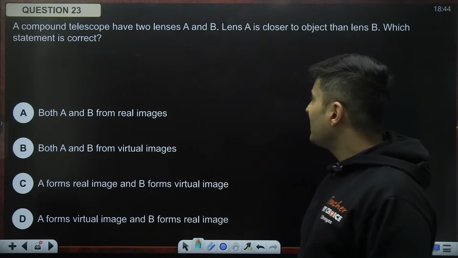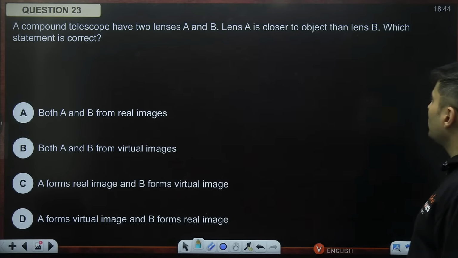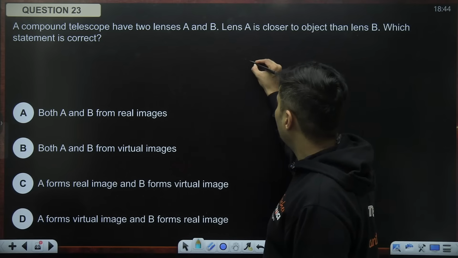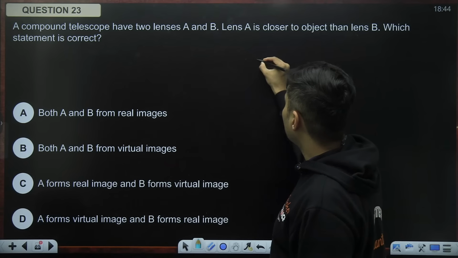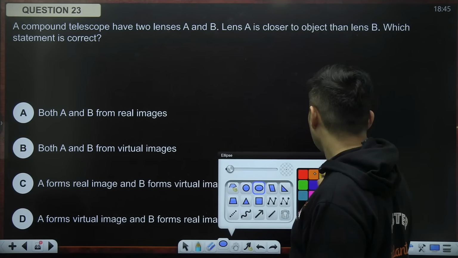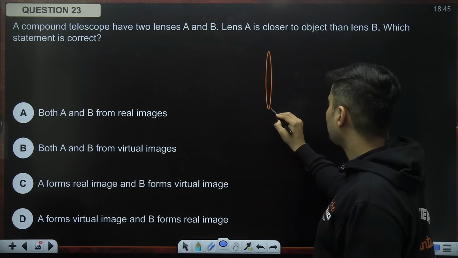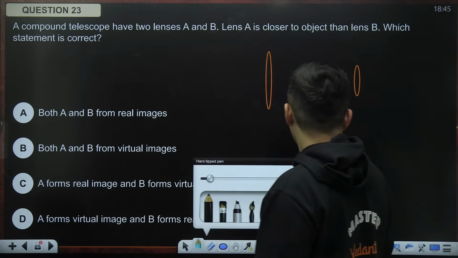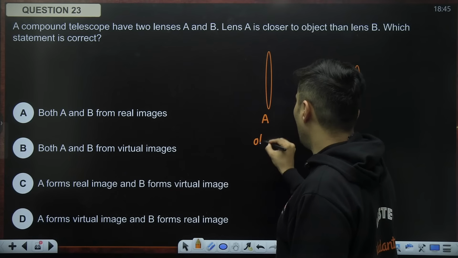In a telescope, lenses A and B are there. A is closer to the object than lens B. Which of the statements is correct? Okay, so lens A is closer to the object. This is lens A, for example. This is lens A. This is lens B. This is lens A, which is called the objective.